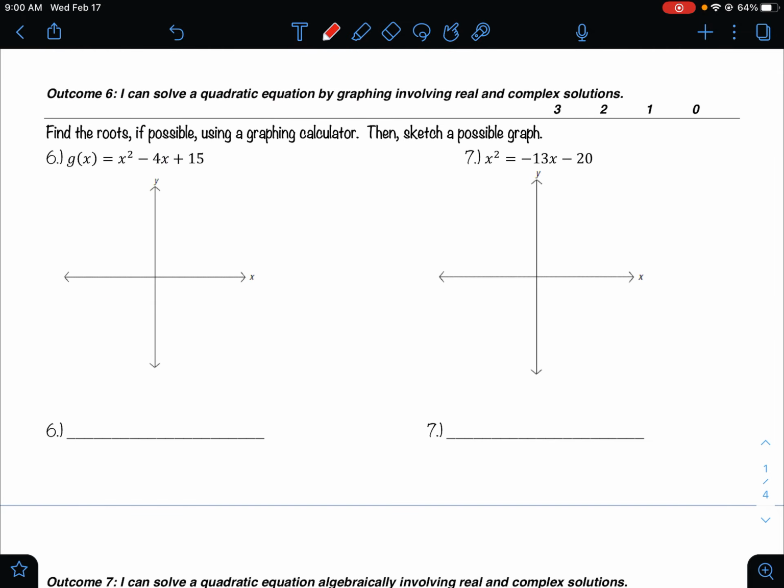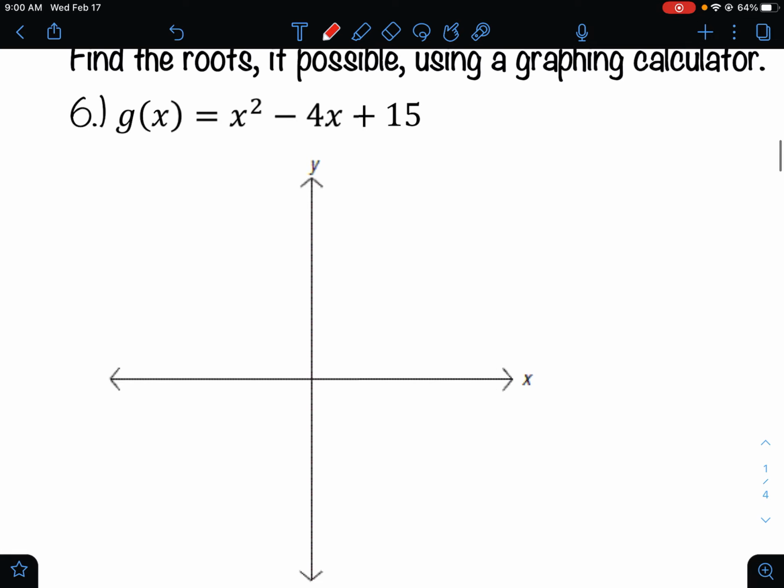Now, outcome 6, we already did these problems. We did these together in class. So I'm going to go through this very briefly. Basically, what you need to do here is to use the graphing calculator to find these answers.